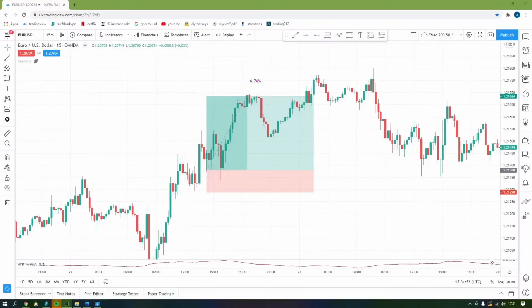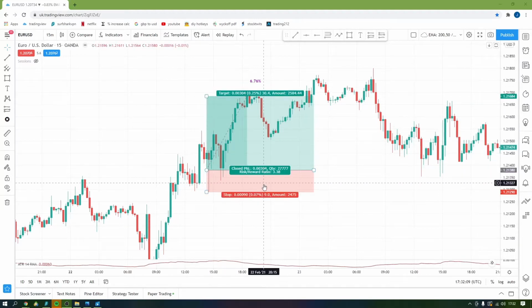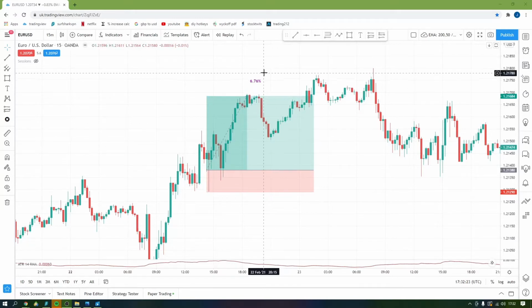Let's get into it. So let's start off with the first trade that I took last week on Monday the 22nd of February. I took this trade at around 2:15 in the afternoon, so within the London-New York crossover, so plenty of volume and the potential for some decent moves. This trade had a 9 pip stop and a 30.4 pip take profit, giving us a risk to reward ratio of 3.38. Can't complain at that at all. According to my risk management strategy, I am risking 2% of my account per trade, so this trade brought me a total percentage gain of 6.76%.